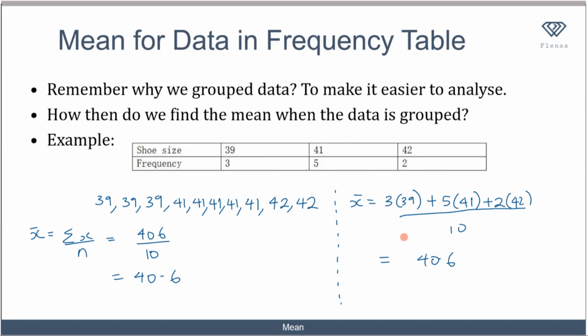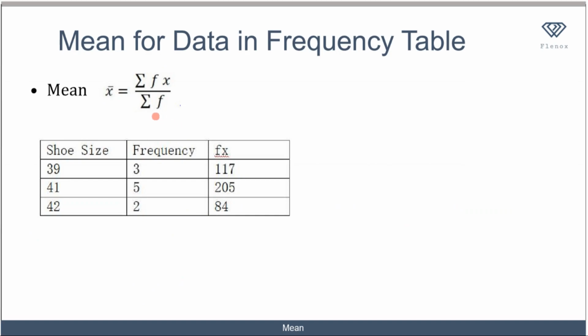So we can generalize this idea and come up with a formula. The mean is equal to the summation of the product of the frequency times x over the summation of f. So like from our previous example where we had the shoe sizes and the frequencies, instead of trying to list it out, we can just apply this formula directly.